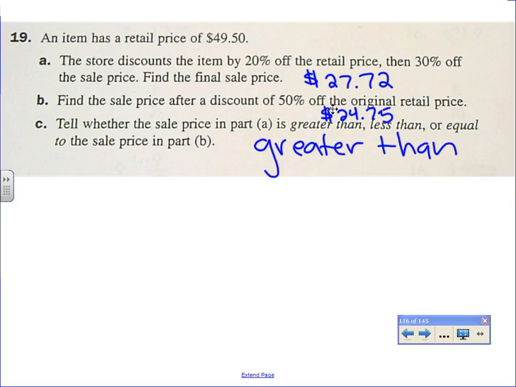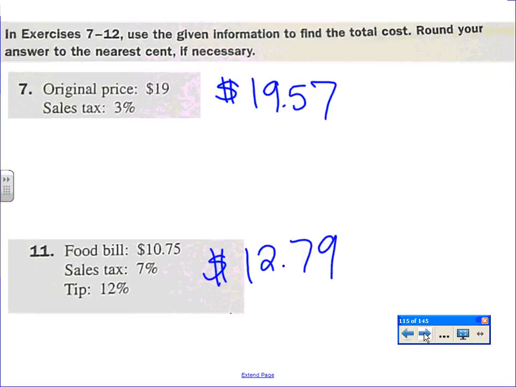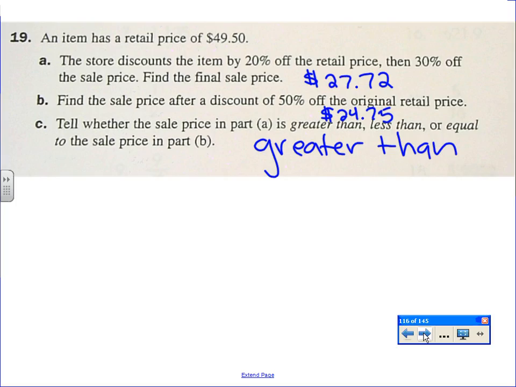Did I skip 7? No, it's up here. Sorry. $19.57. Sometimes I skip things. You okay, Camille? Okay. Okay, Neil. Neil, hand up and ask nicely, okay?